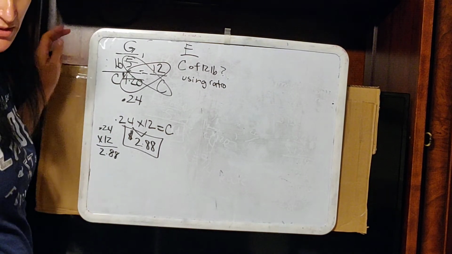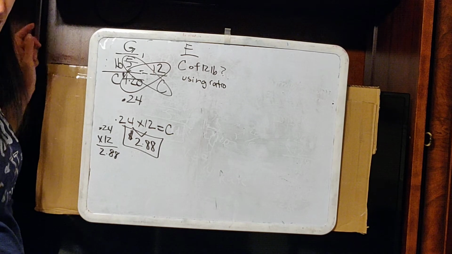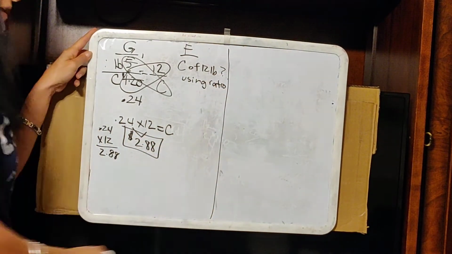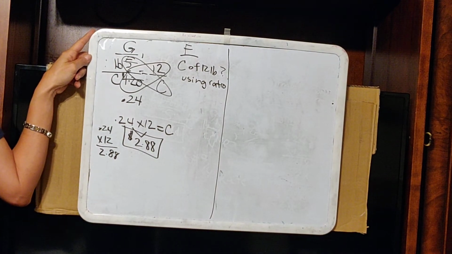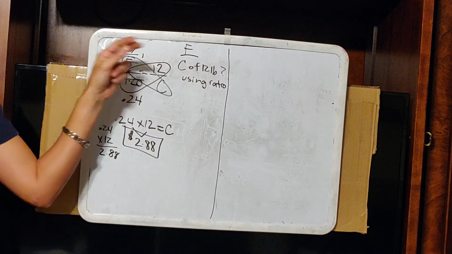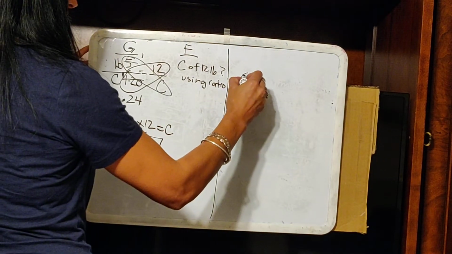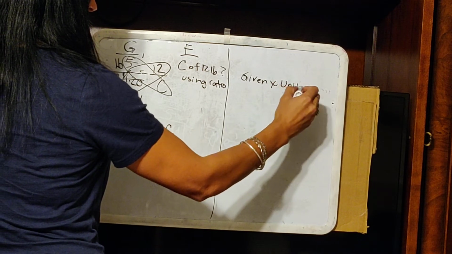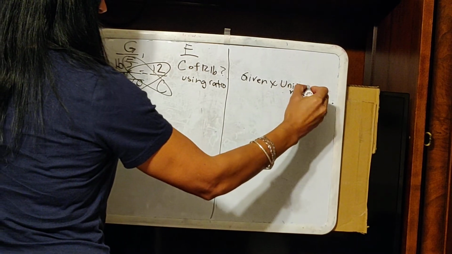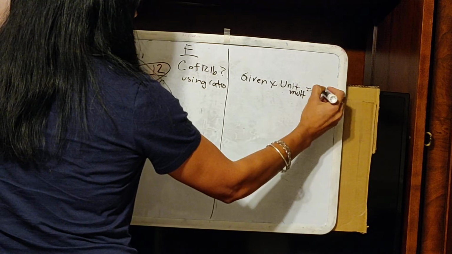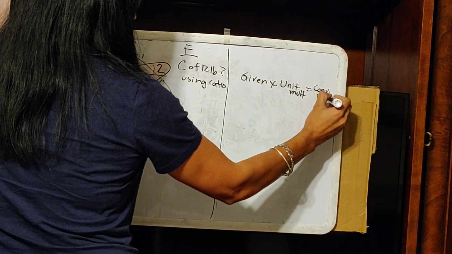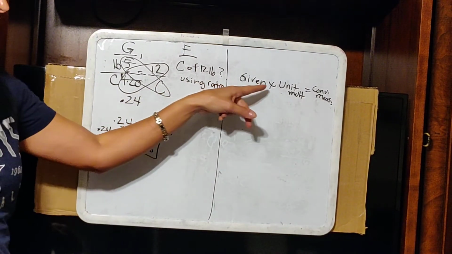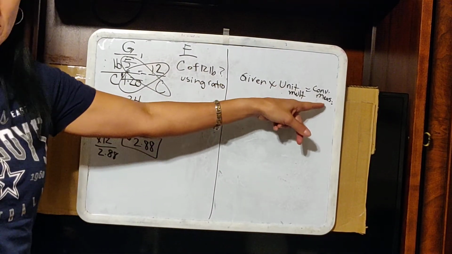Now, they want us to use a rate to solve the same problem. So I'm going to take that problem, and using a rate to solve the problem simply means, just like you do with a unit multiplier, you're going to take the given measure times the unit multiplier, and you're going to get a converted measure. So if you don't have that written in your notes, then you guys need to write that down in your notes. Given times unit multiplier equals converted.